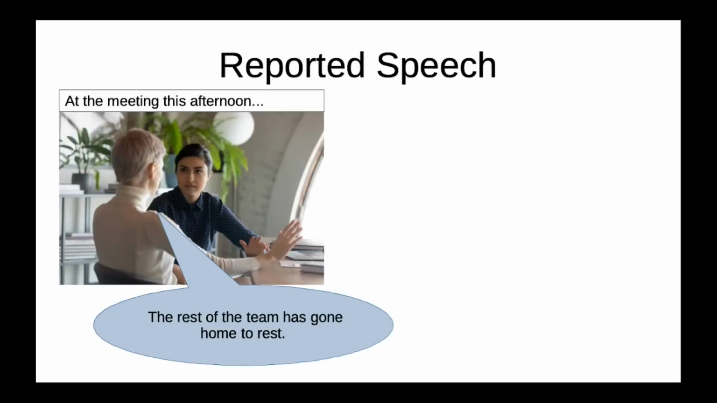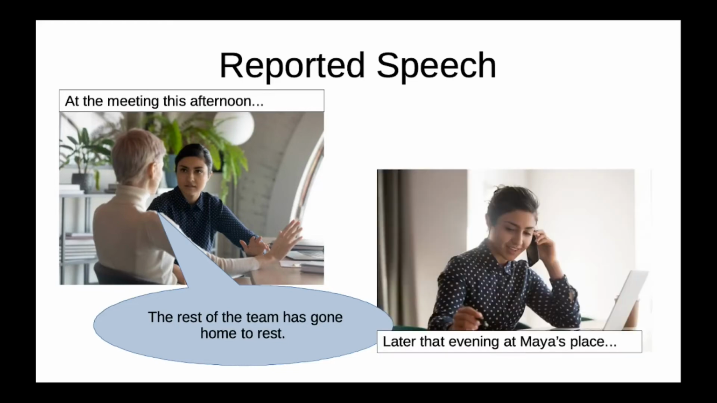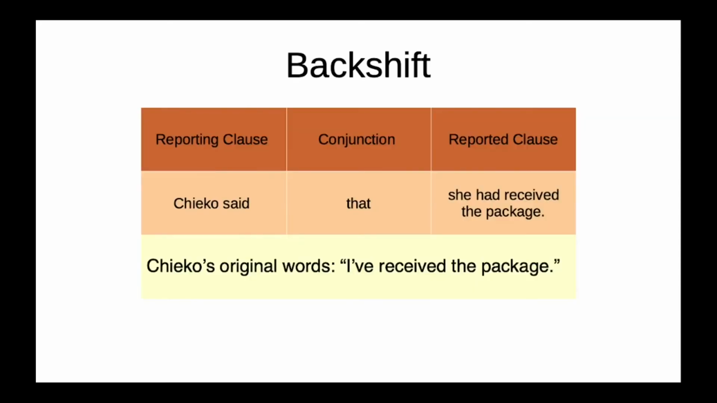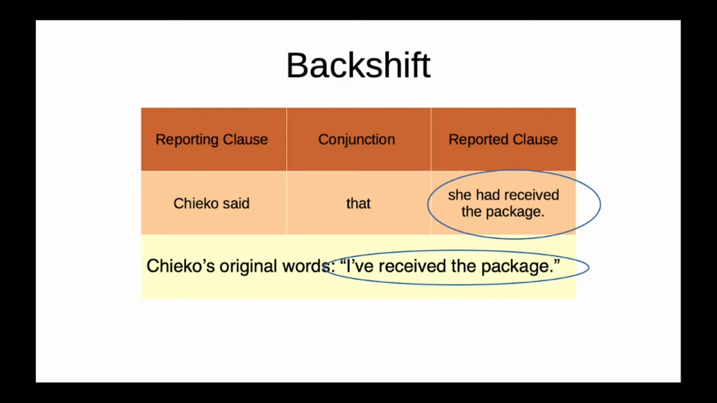"The rest of the team has gone home to rest." What did she say? "She told me that the rest of the team had gone home to rest." If you noticed, in reported or indirect speech, we often use a tense which is further back in the past than the tense originally used. This change in tense is called a backshift or backshifting. When we backshift, it's usually the present perfect tense that changes into the past perfect tense.